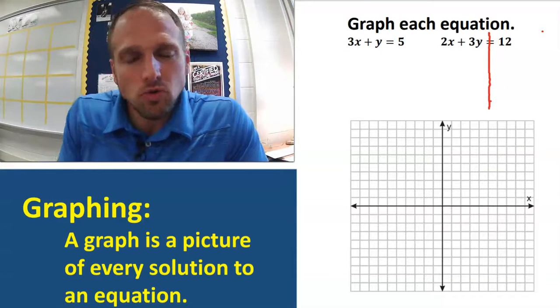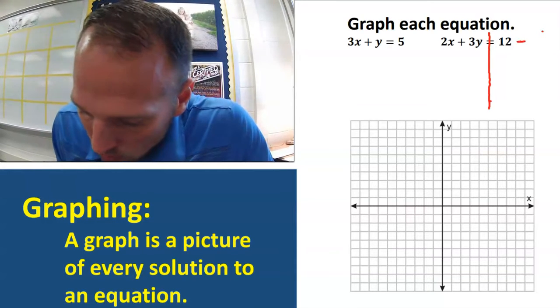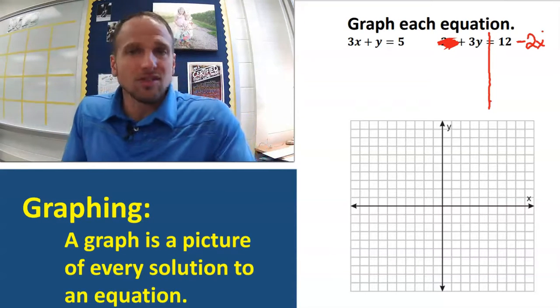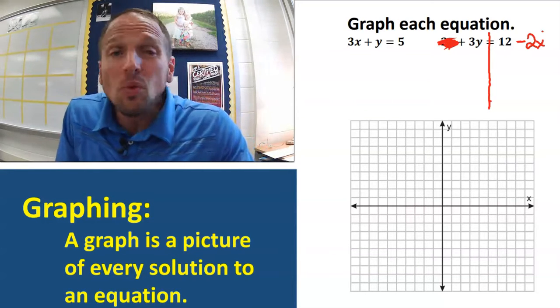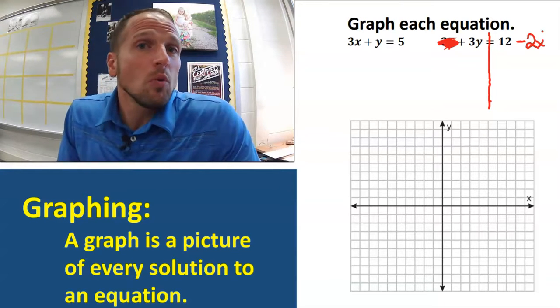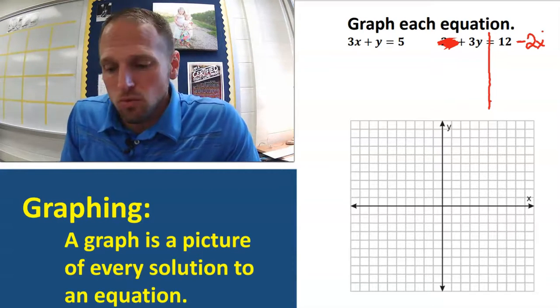I want to solve this for y. So let's subtract the 2x over first. So minus 2x. So now that's gone. But I've still got a 3y over here, and I don't want a 3y. I would just want a y. So how do we get rid of that 3? Well, we know how to do that. We're just going to divide the 3 to the other side.